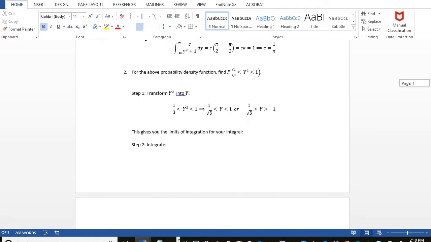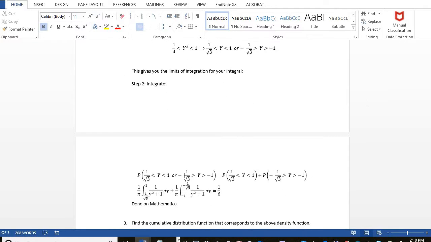Anyways, now that you have it, it's all plug and chug. It's this or this. That means it's the probability of this plus the probability of that, because these are disjoint sets, so you can split them. And then after you integrate, you get this, and of course you can crank this on Mathematica.